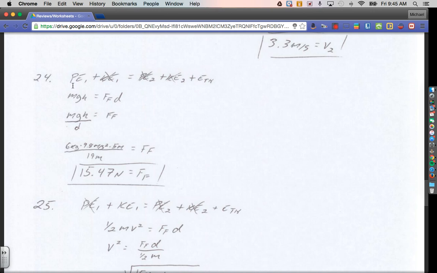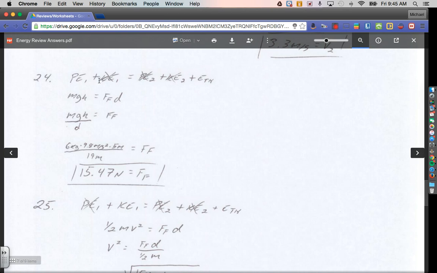Well, at the top of the hill, it's got a lot of potential energy because it's at the top of a hill. It's starting from rest, so it's got no kinetic energy. At the end of the problem, it's not going to have any more potential energy because it's on the flat, lowest possible surface. It's not going to have any kinetic energy because it's stopped. So all of the energy has been taken away by friction, or thermal energy.